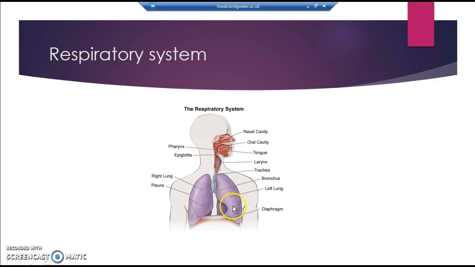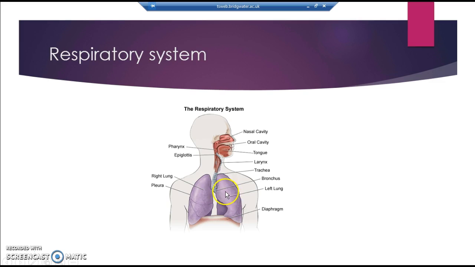Now down here would be the alveoli. These are little air sacs attached to the bronchioles. This is where the gas exchange takes place. So air goes all the way down here, goes to the bronchus, down to the bronchioles, and then the bronchioles lead into the alveoli.